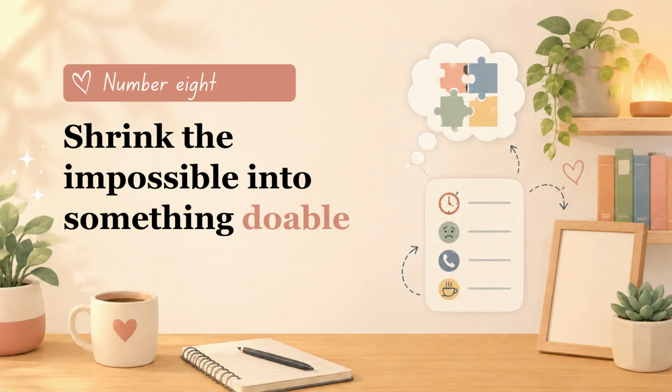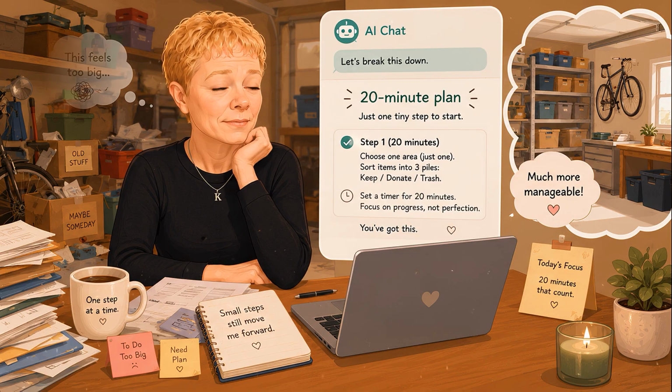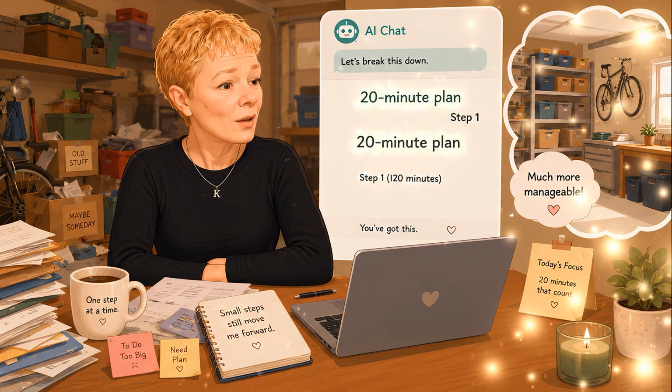Number 8, shrink the impossible into something doable. If you're cleaning the garage or organizing your paperwork or something bigger like planning a move, whatever it is that's been sitting on your to-do list, making you feel terrible every time you look at it, tell AI, "I'm overwhelmed by this. Give me the version I can do in 20 minutes today." 20 minutes. That's it. Not the whole thing, just the first 20 minutes.